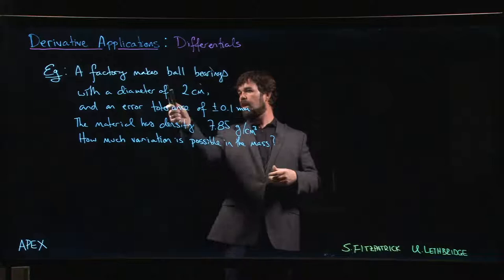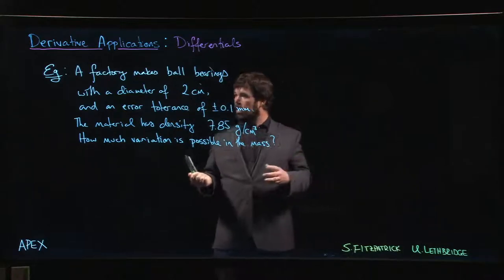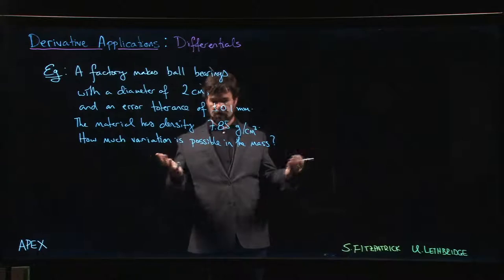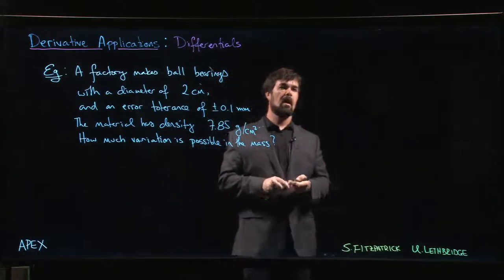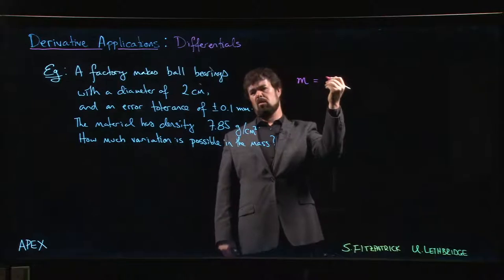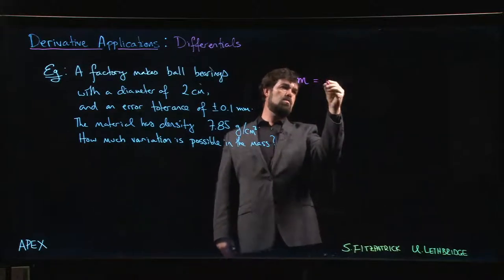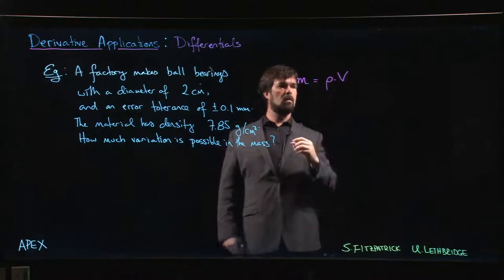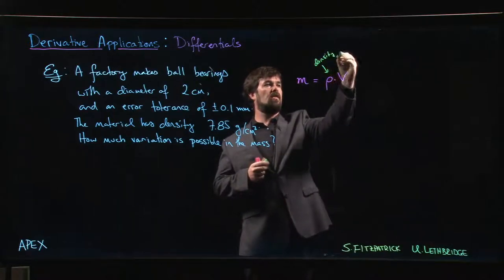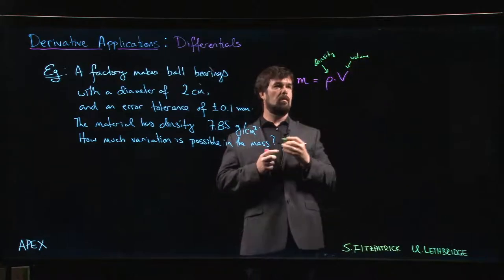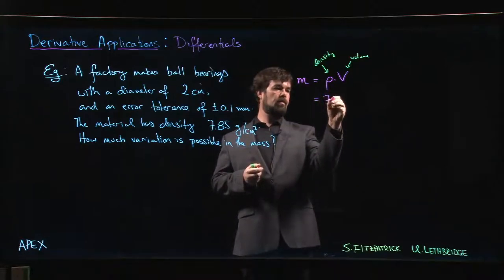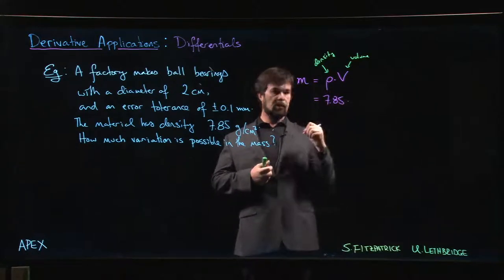So, what do we do with this? We're making ball bearings, we know the diameter, we know the possible variation in the diameter. We know the density of the material, and we want to know how far off we might be in the mass. Okay, so first thing we've got to do is think about how we calculate mass. So mass is density. What do we want to use for density? Delta, rho, let's use a rho. Rho times volume. In our case, the density is 7.85, we'll leave the units out, times, well, what's the volume?